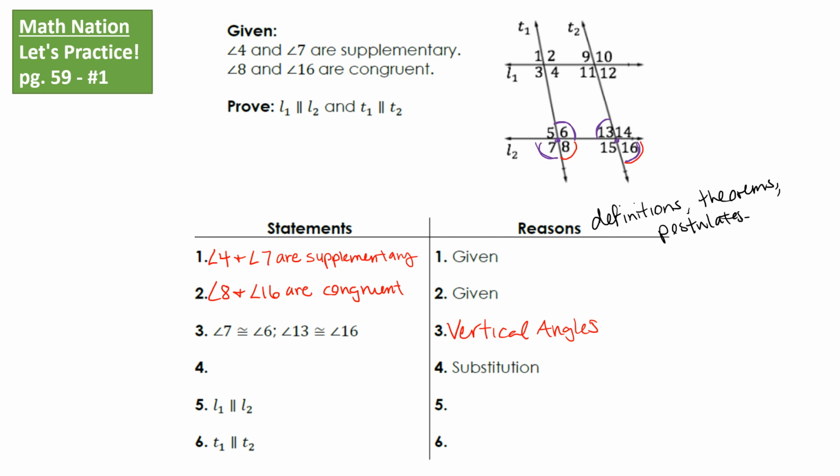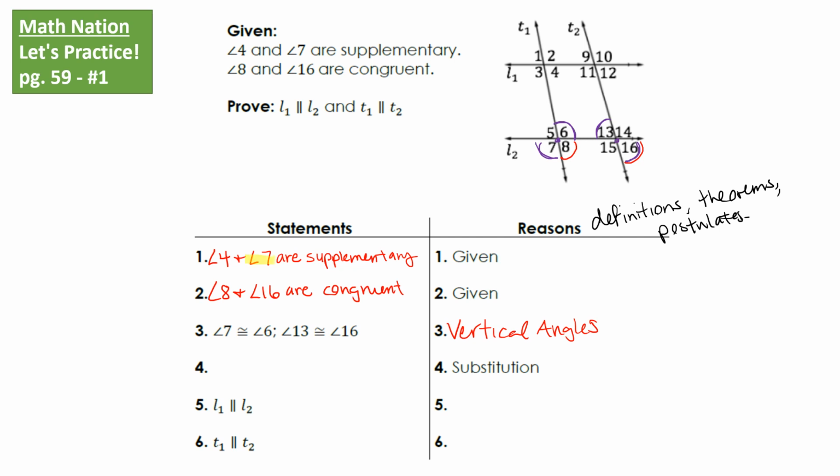So number 4, the reason that's been given to us is the substitution property. So that just means the statement that we're looking for is something that's being substituted between the previous statements that were given. So let's look at the first statement, statement number 1. Angles 4 and 7 are supplementary. So I have to look at the statements that come after statement 1 to see if there's anything that I can replace for either angles 4 or 7, or if 4 and 7 have already been repeated.